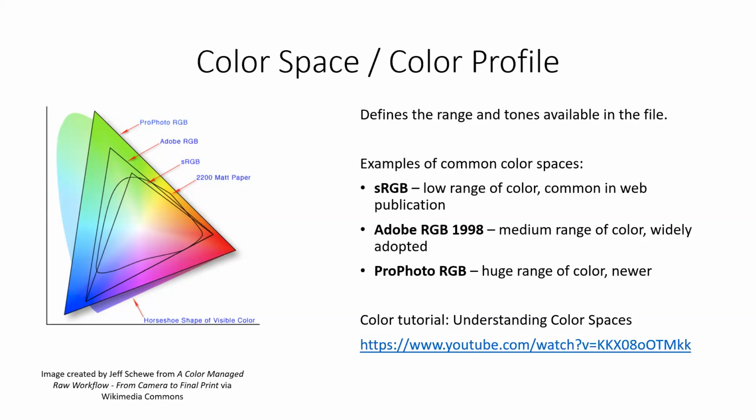A few common examples of color spaces or color profiles include sRGB, which has a smaller range of color and is generally used for web publication. Adobe RGB 1998, which is a medium range of colors and is almost universally accepted by different software and displays. And ProPhoto RGB has a huge range of colors and provides a lot of flexibility in editing, but it's newer and maybe less widely adopted.